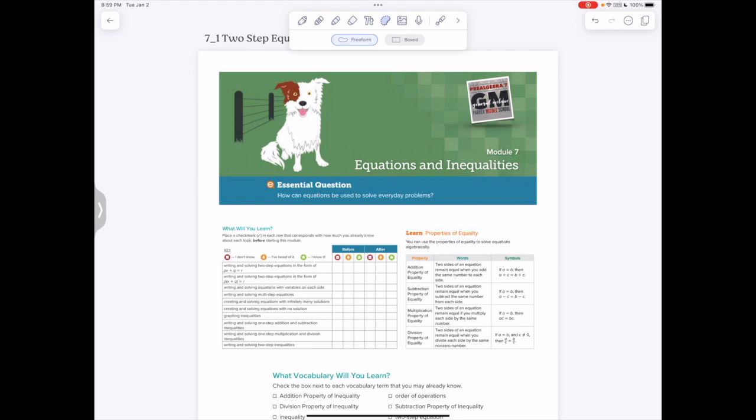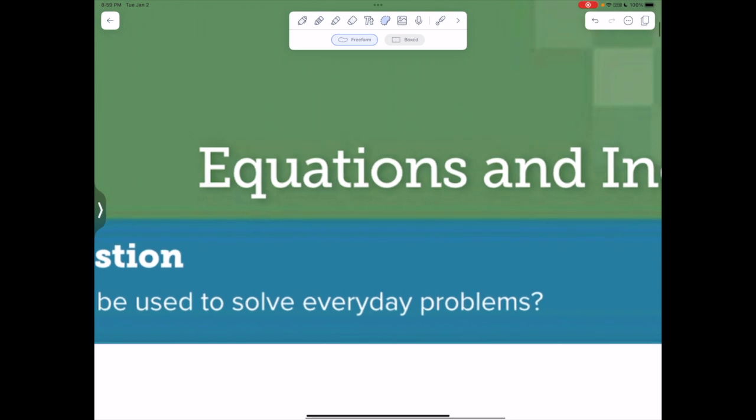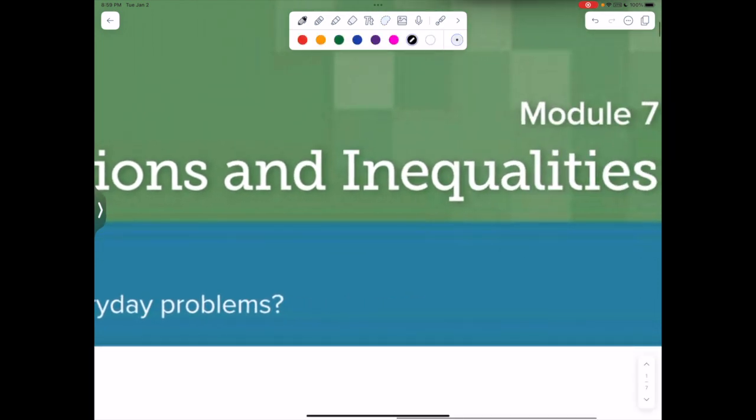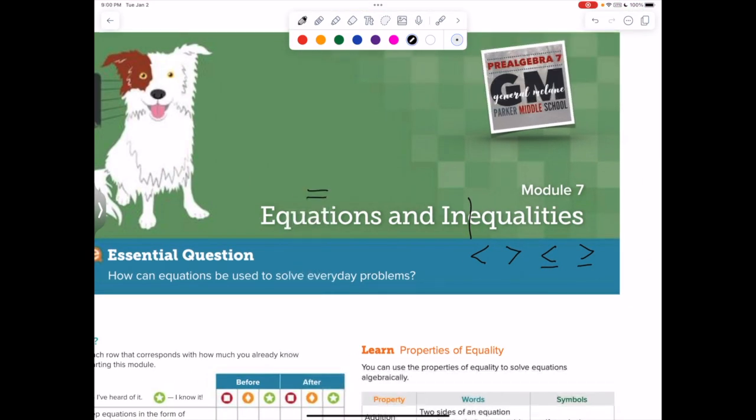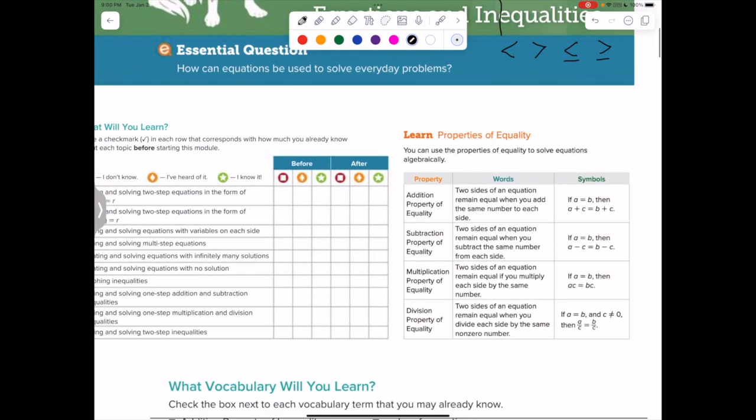This is Lesson 1. This whole module is about equations and inequalities. Equations just mean that we have an equal sign, and inequalities means not equal. So we have our less than, our greater than, or less than or equal to, greater than or equal to. Those are inequalities. So we'll get into those later.